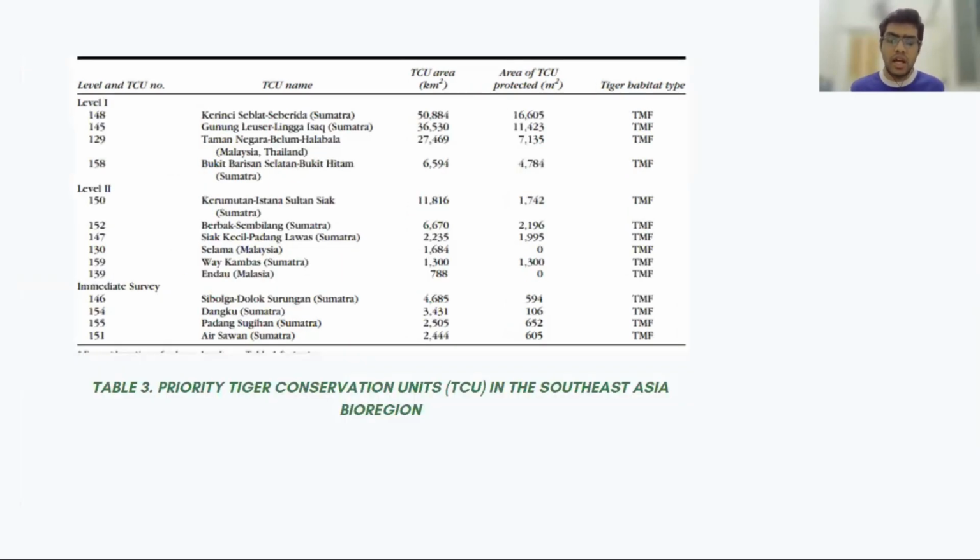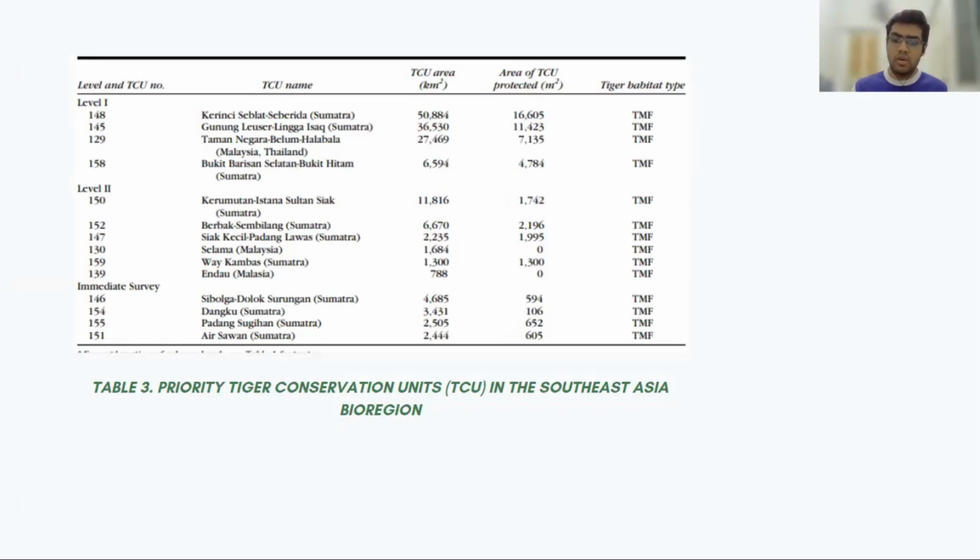Moving on to the last bioregion, which is Southeast Asia. It is very clear in this table that there is only one tiger habitat type, which is the tropical moist forest. The reason it is only one habitat type is because all the other five tiger habitat types are fragmented in this bioregion.